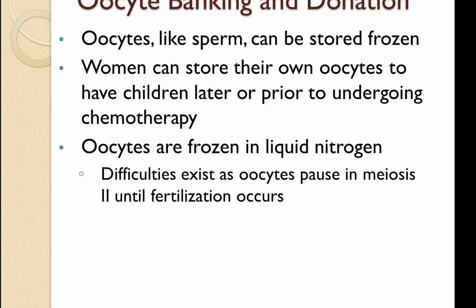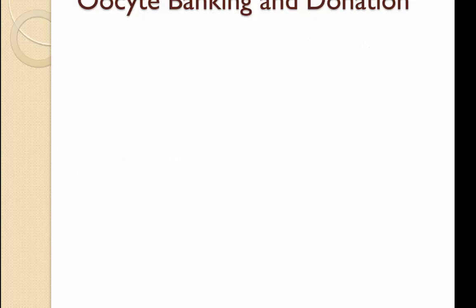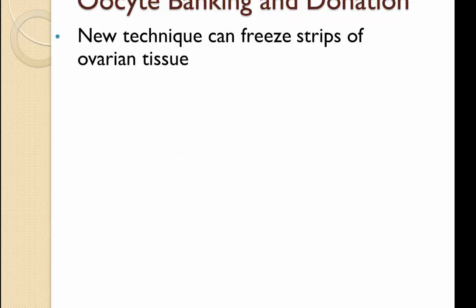Difficulties exist as the oocytes pass in the meiosis II stage until fertilization occurs. So they kind of pause their own cellular growth or any type of cellular division until they're ready to thaw them, and then you would have to use IVF to unite the egg with some sperm, and then that fertilized egg would be transferred back. About 3% successful.